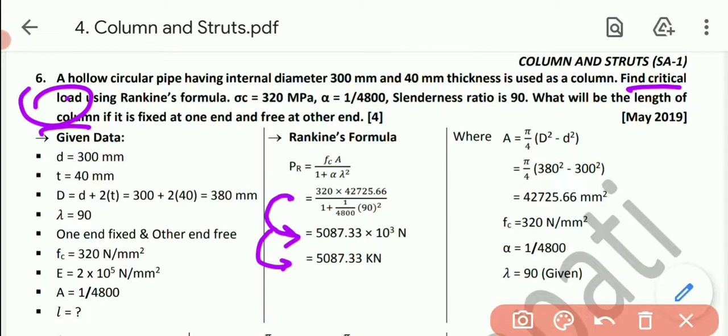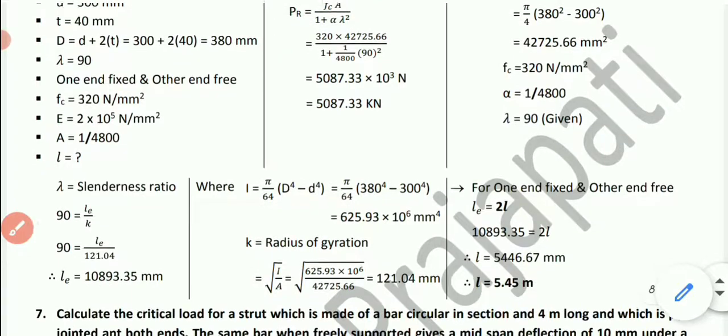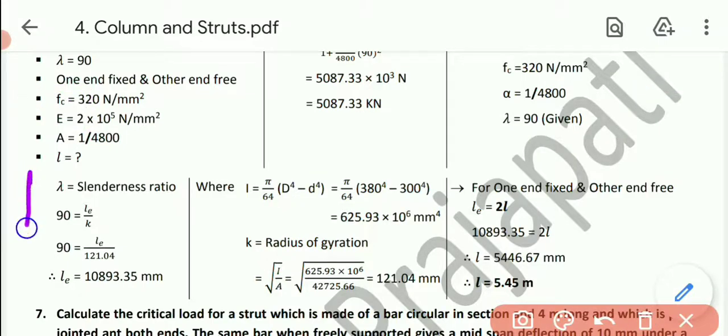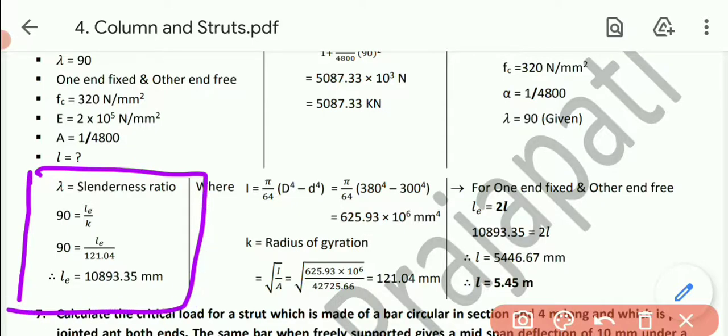Now we need to calculate the length. Now length is unknown to us. Okay, so if this kind of sum comes, they have already given us lambda, so we can use the equation of lambda first of all for calculating length. So the formula of lambda stands for LE by K. Okay, let's try to understand first of all over here.